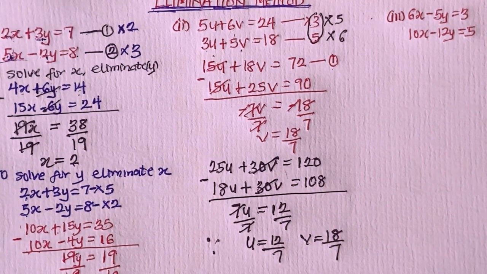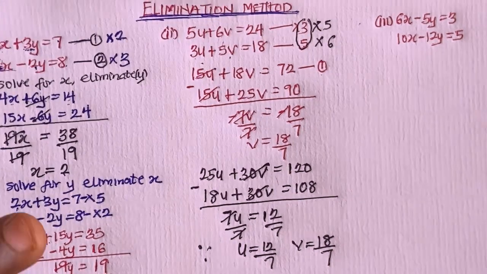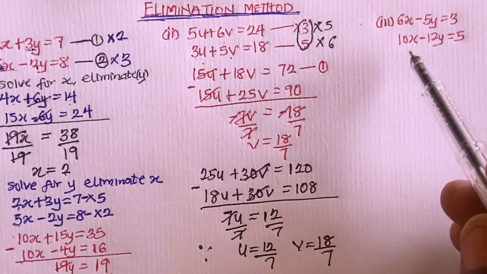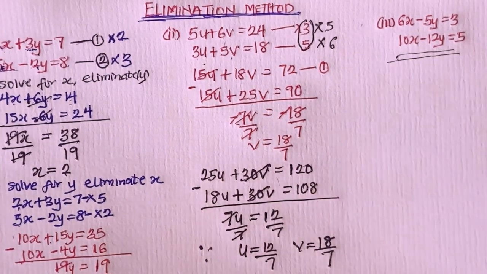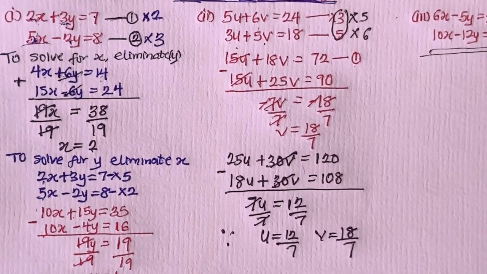So that's just how to use the elimination method. You just have to compare the coefficient of the variable that you want to solve for. So now kindly solve this third question using the elimination method and drop your answer in the comment section below. I'll be there to reply to you.